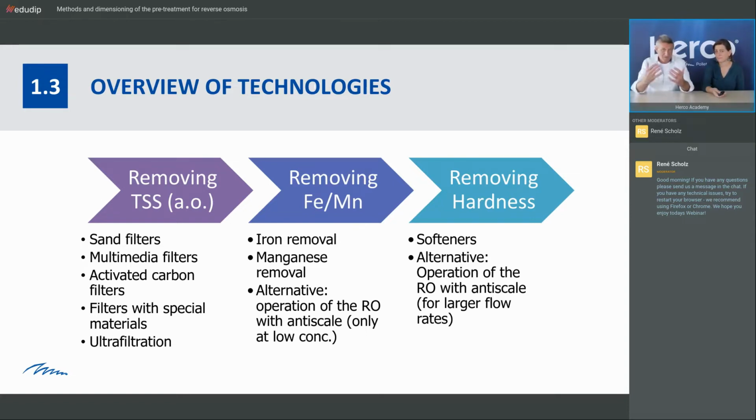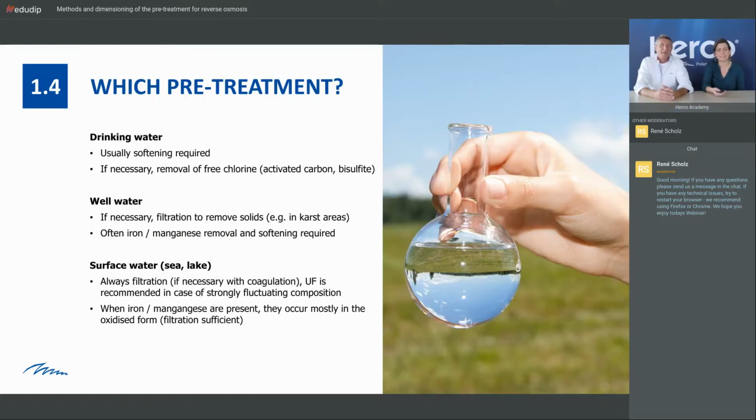So it no longer causes problems in the RO, but in the following process we have a certain amount of hardness, which could make our life not so easy. So removing hardness will be the last point, and it's normally a softener, and we have some strategies for the softening process. Exactly.